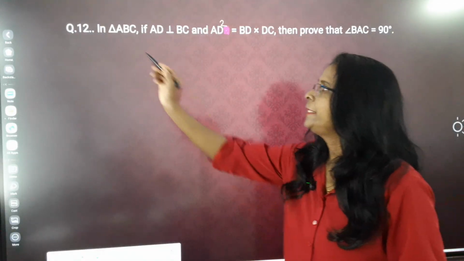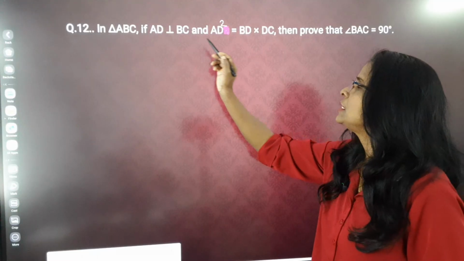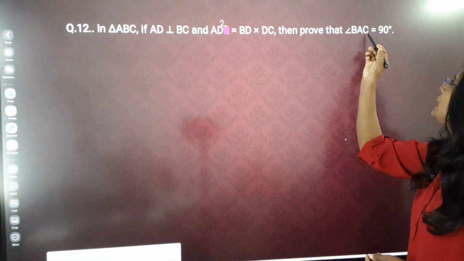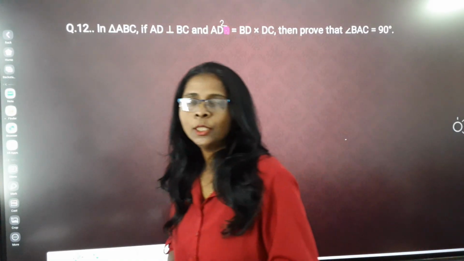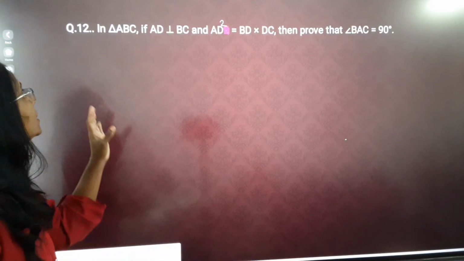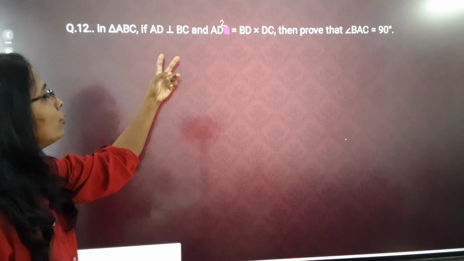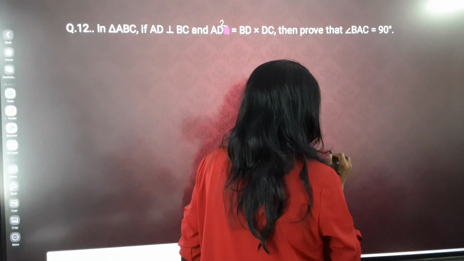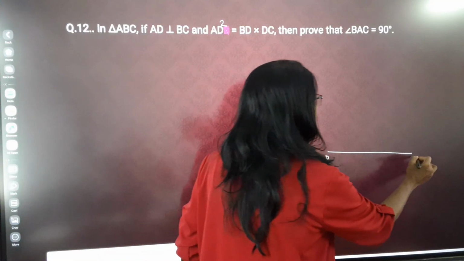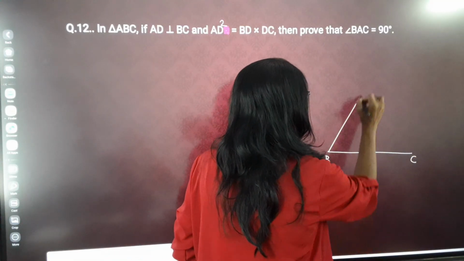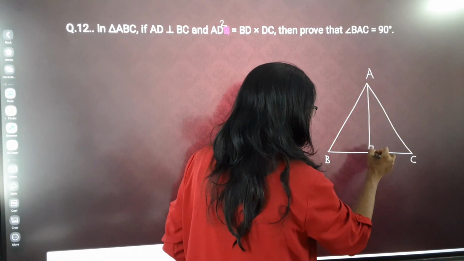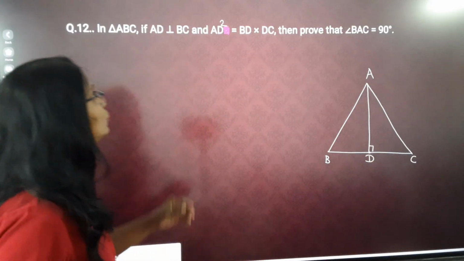Question 12, students. In triangle ABC, if AD perpendicular BC and AD square is equal to BD into DC, then prove that angle BAC is equal to 90 degree. Now here, student, first we draw the figure as per the given information. In triangle ABC, AD is perpendicular to BC. I draw BC as the base, and then the point A, and then draw the perpendicular. So it is AD perpendicular to BC.